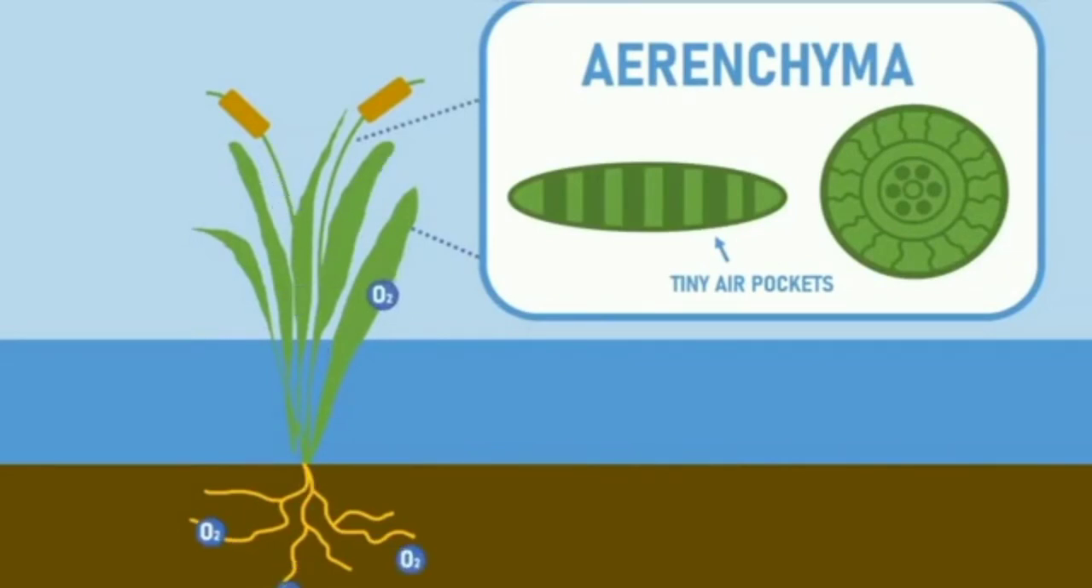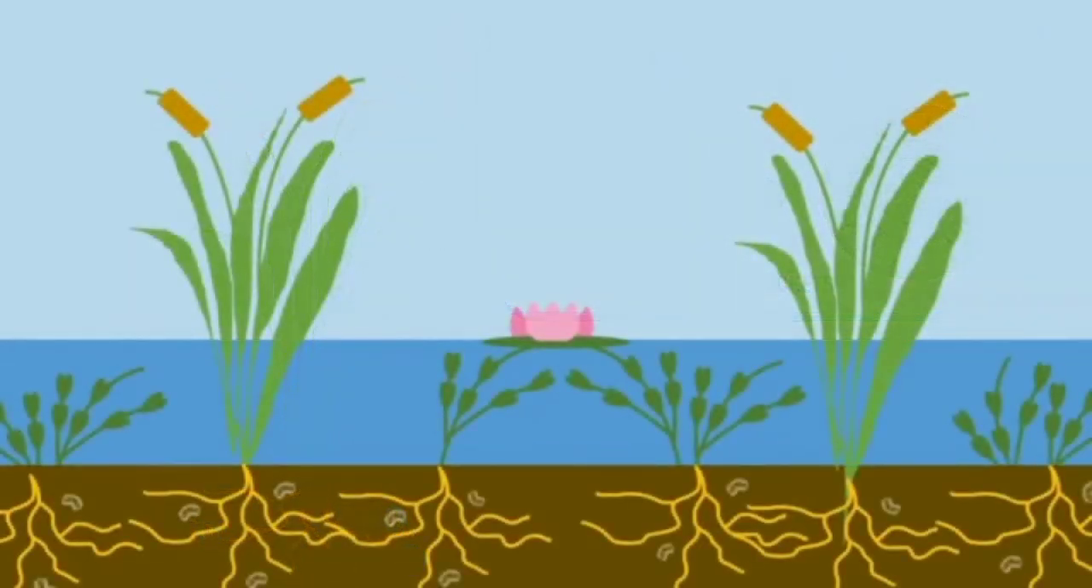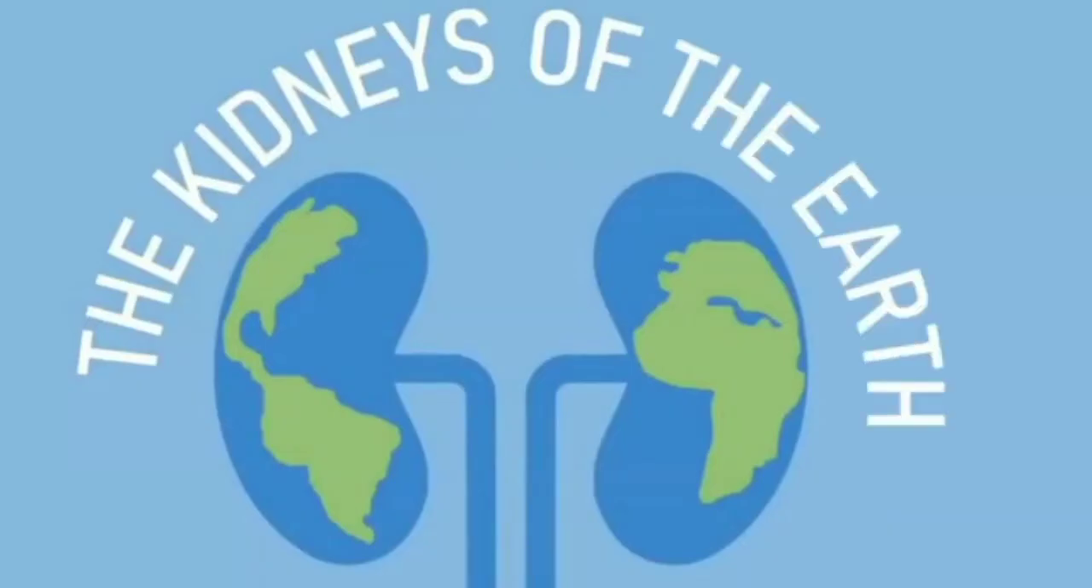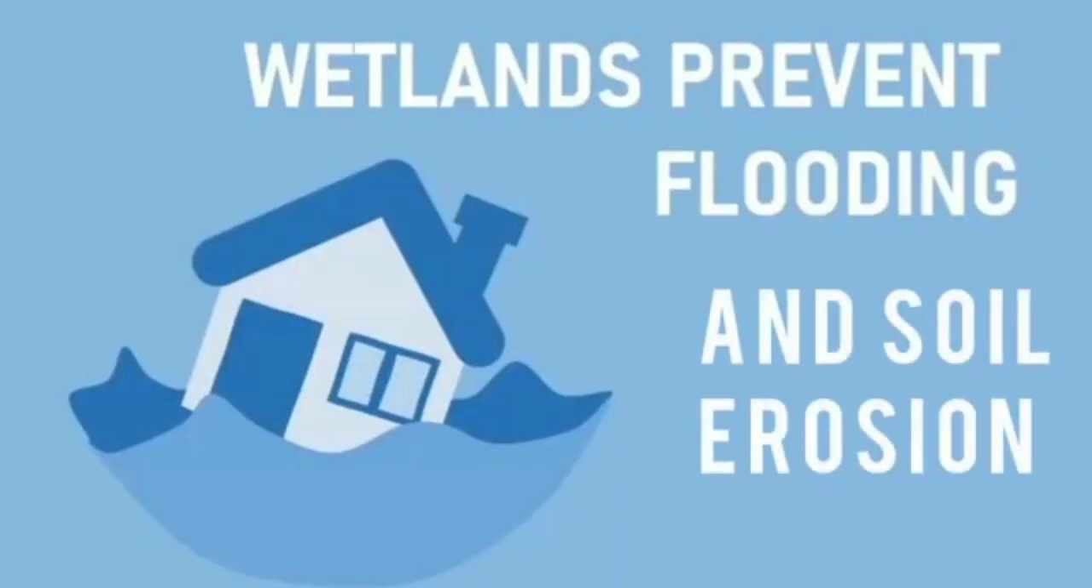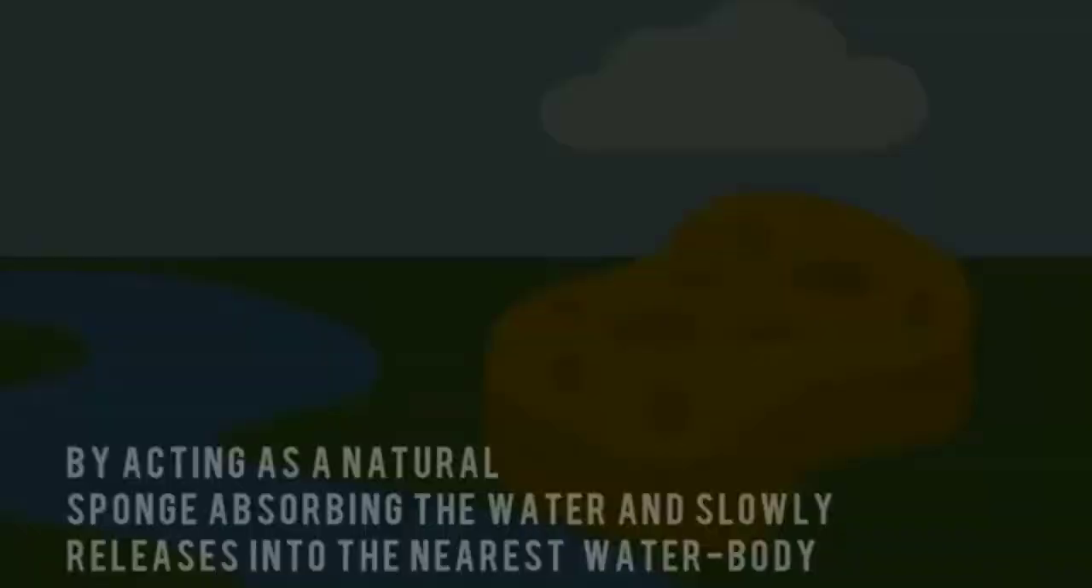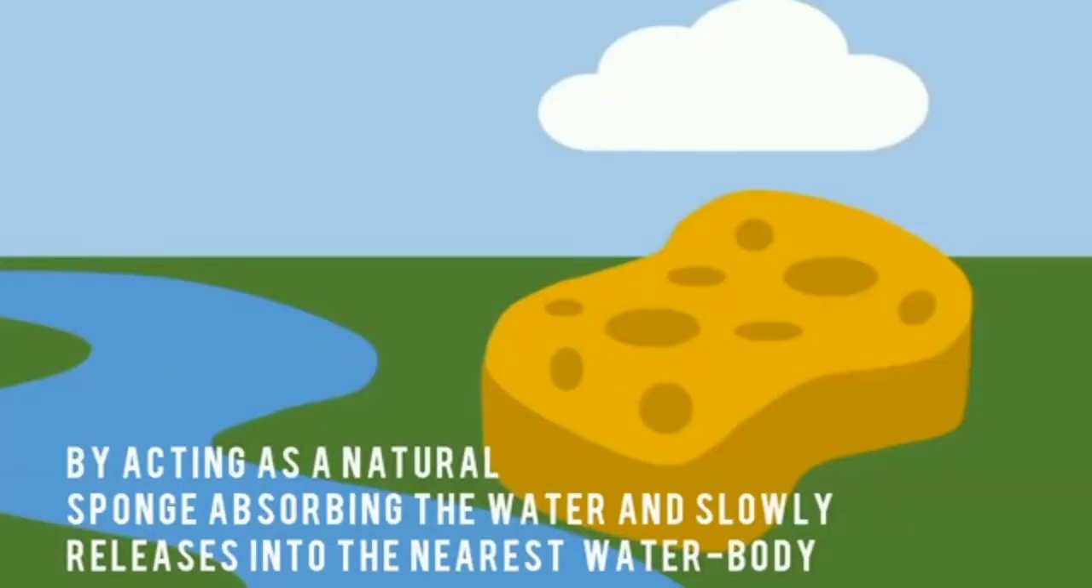Along with these amazing plants, the wetland microbes play an important role in helping wetlands to improve the water quality by filtering out nutrients and pollutants. Because of which the wetlands are considered as the Earth's kidney. Wetlands also reduce flooding and prevent shoreline erosion. A wetland acts as a natural sponge, absorbing the water and slowly releasing it into the nearest water body.